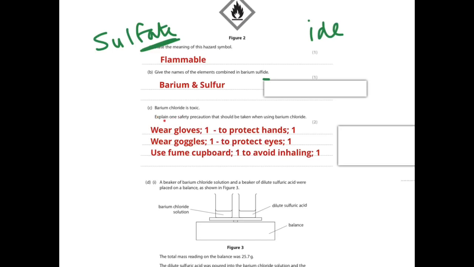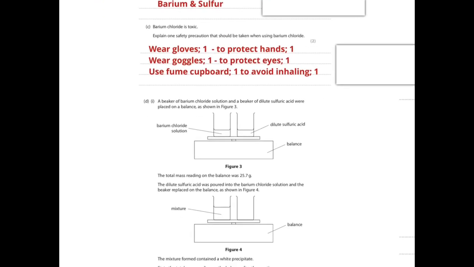And if it says explain, then you have to give a reason for why you need those. If it said describe, you just say wear gloves. If it said state, you just say wear gloves. But explain, you have to say what you'd wear and why you do it. So obviously gloves to protect hands, goggles to protect eyes. You could also say with a toxic substance, use a fume cupboard to avoid inhaling any dangerous fumes if it vaporizes. Right, next.